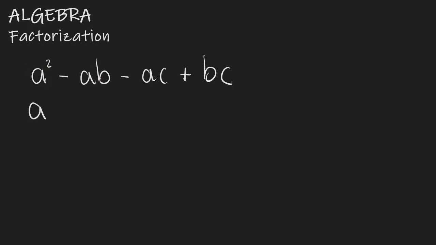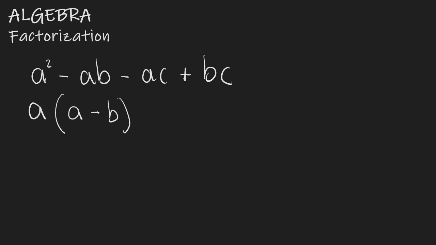I now find the complementary factor for each term in the pair. What can I multiply by a to get a squared, or a into a squared? The answer is a. What can I multiply by a to get negative ab, or a into negative ab? The answer is negative b.